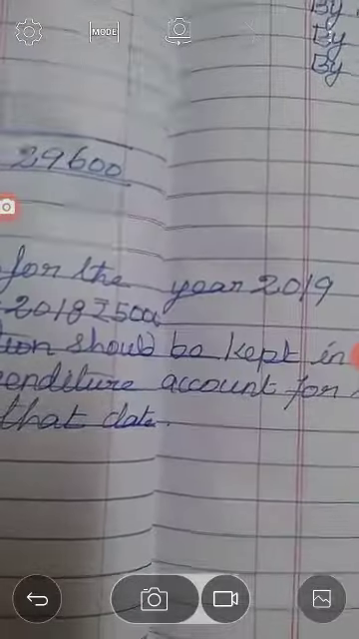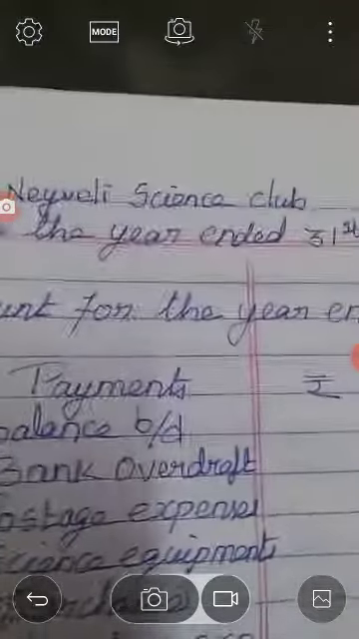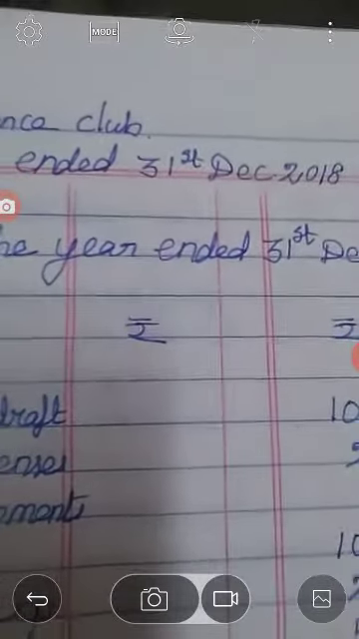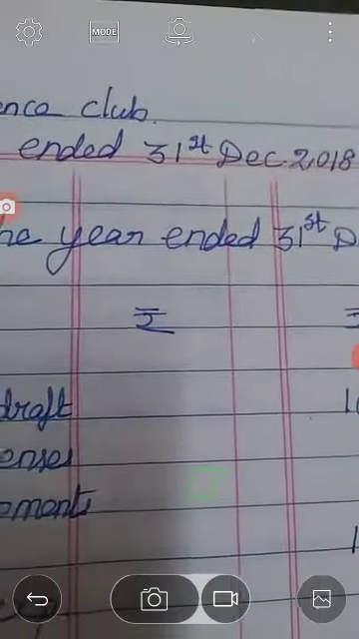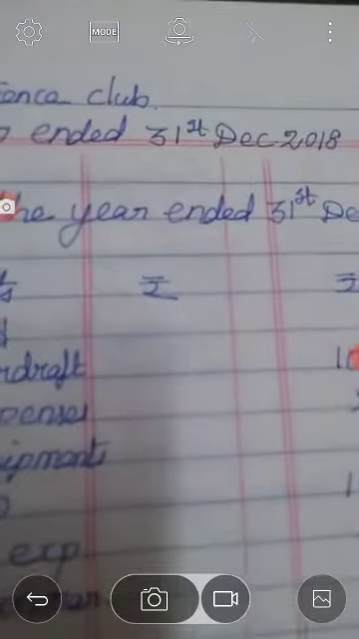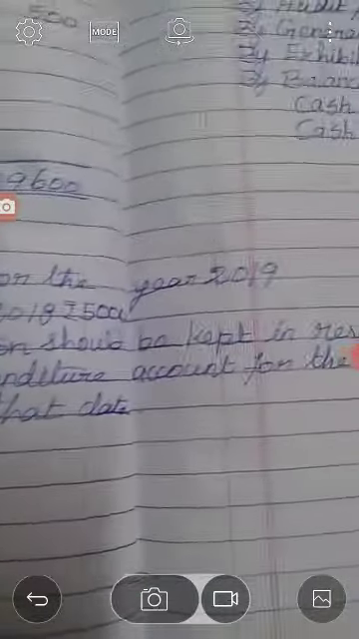Then subscription includes 600 for the year 2019. In the sum, the accounts are closed on 31st December 2018. So 2018 is the current year, 2017 is the previous year, and 2019 is the subsequent year. Here the subscription includes rupees 600 for 2019, which is received in advance. Subscription received in advance is 600.